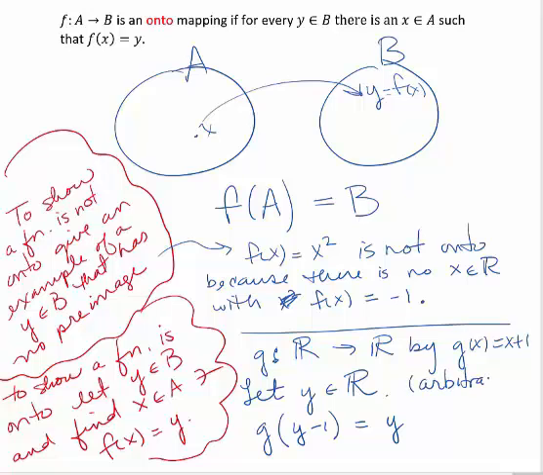When you say let y be in R, what you're saying is really that y could be any element of R. It's arbitrary. And no matter what it is, y minus 1 is back in the first set, and G maps y minus 1 to y. So once you show that, you can say, therefore, G is onto. G is an onto mapping.